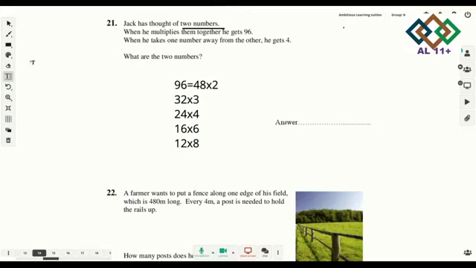I think the numbers would be 12 and, because he thought of 2 numbers, multiply them together and get 96. So you need to find out as many times you can get 96. So I think the maximum I would say is, the answer is 12 and 8 for this one. Let's move on to 22 now.